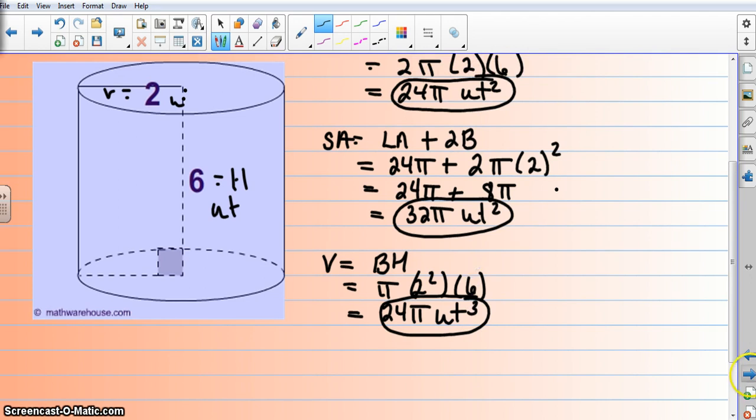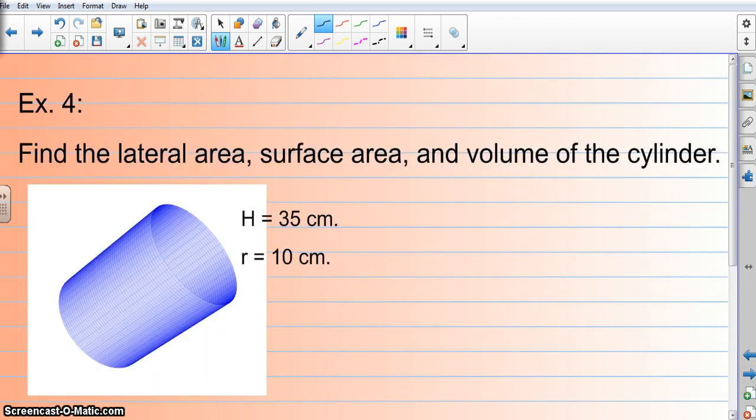Now we're going to do something similar on the last problem, problem number 4. I'm going to tell you that the height of this cylinder is 35 centimeters. The radius is 10 centimeters. I'd like you to stop the video, work out all three of these problems, and then turn the video back on and see if you have the same answers.